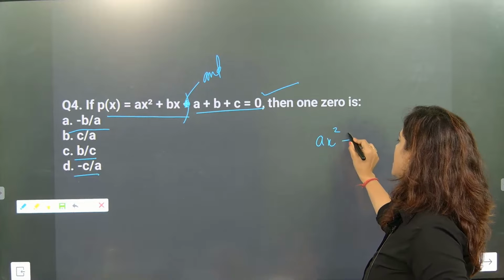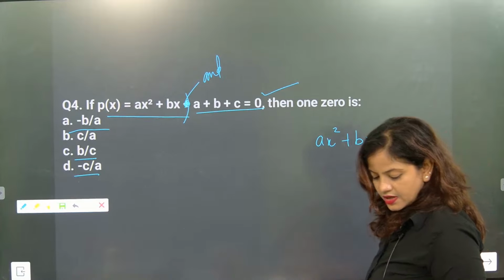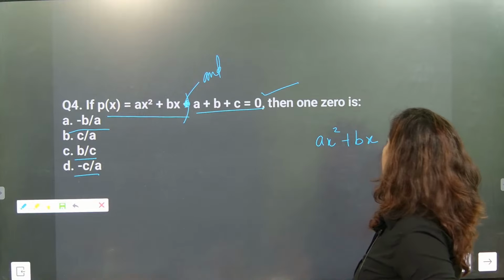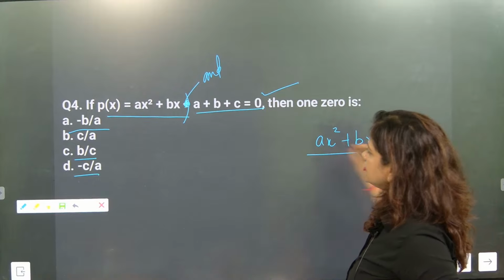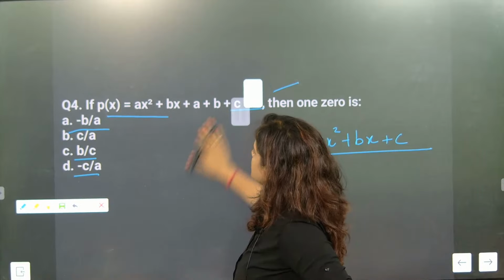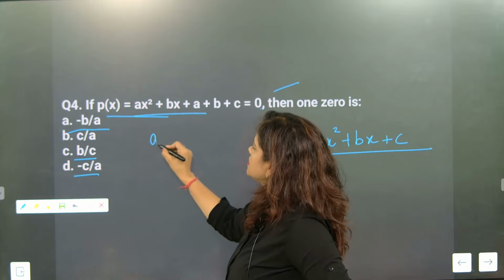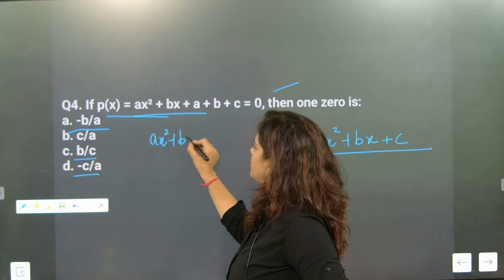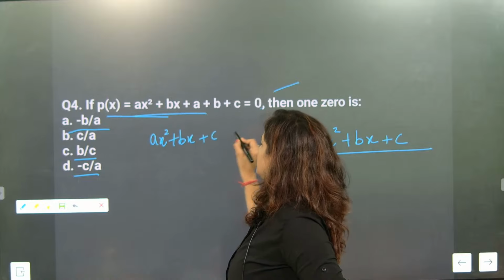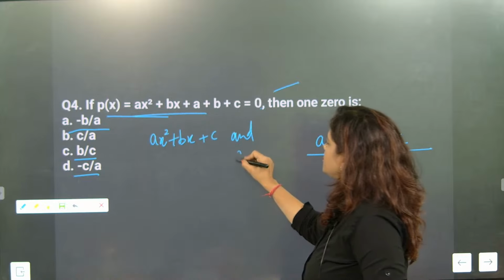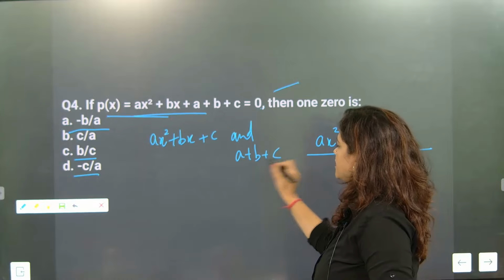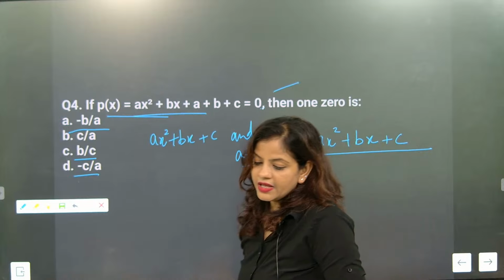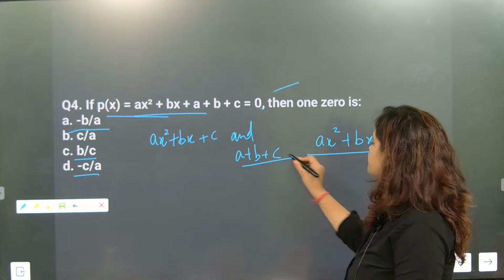ax square plus bx plus c is there. Okay, this is the equation. This is the question. Wait, I am changing the question. The question is ax square plus bx plus c, and a plus b plus c equal to 0. This is the correct question, beta. And a plus b plus c equal to 0.